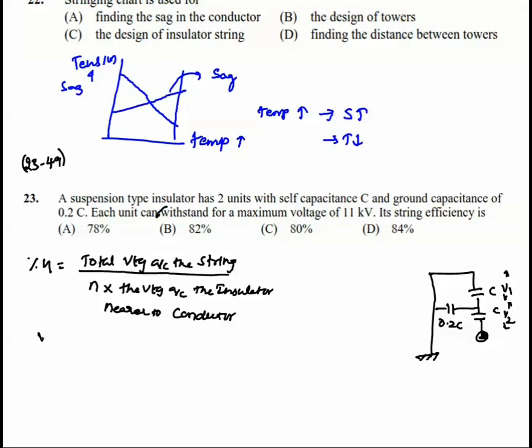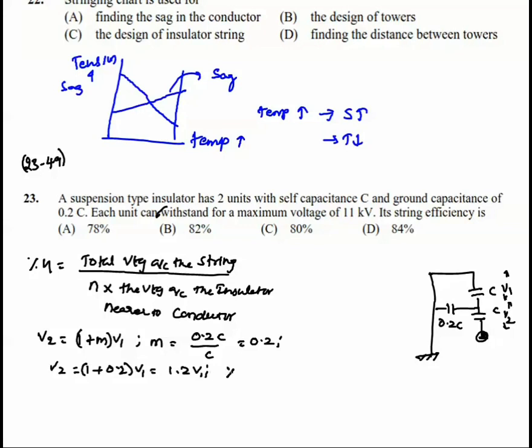So the formula for V2 is V2 is equal to 1 plus M into V1. M is nothing but the ratio of mutual capacitance to the ground capacitance, so mutual to self. Here the mutual capacitance is 0.2 C and the self capacitance is C, so this value is 0.2, and V2 is nothing but 1 plus 0.2 into V1, so 1.2 into V1.